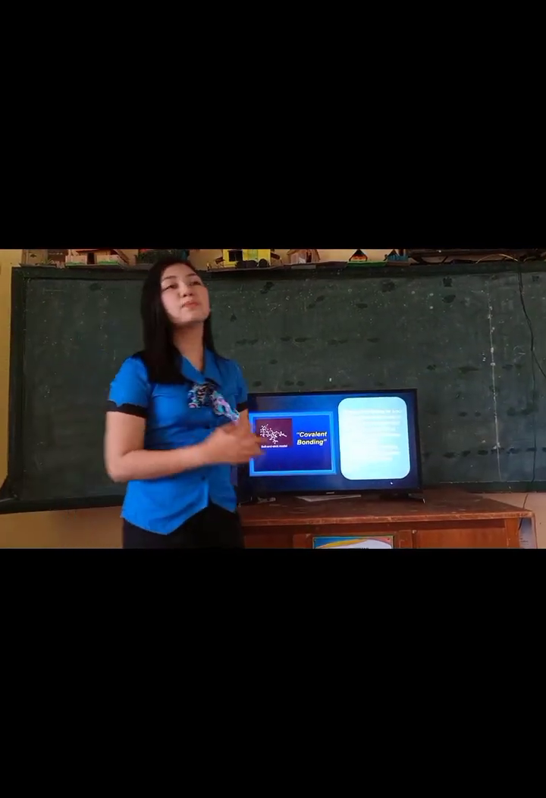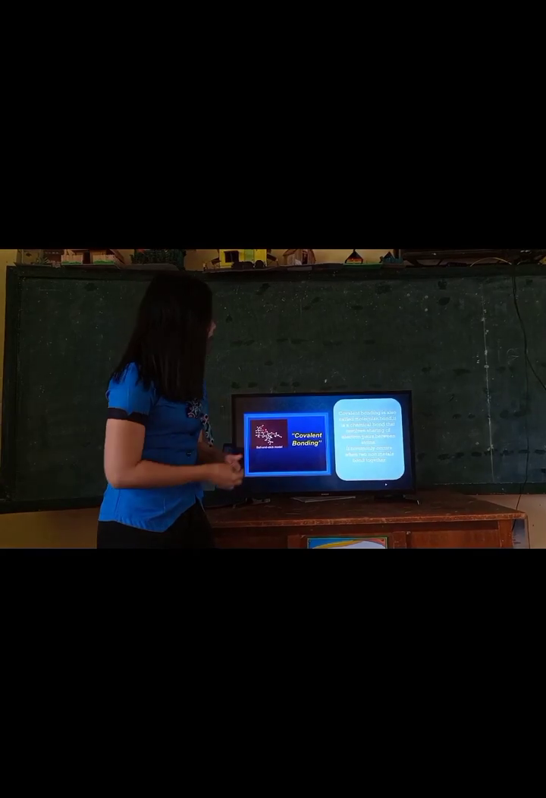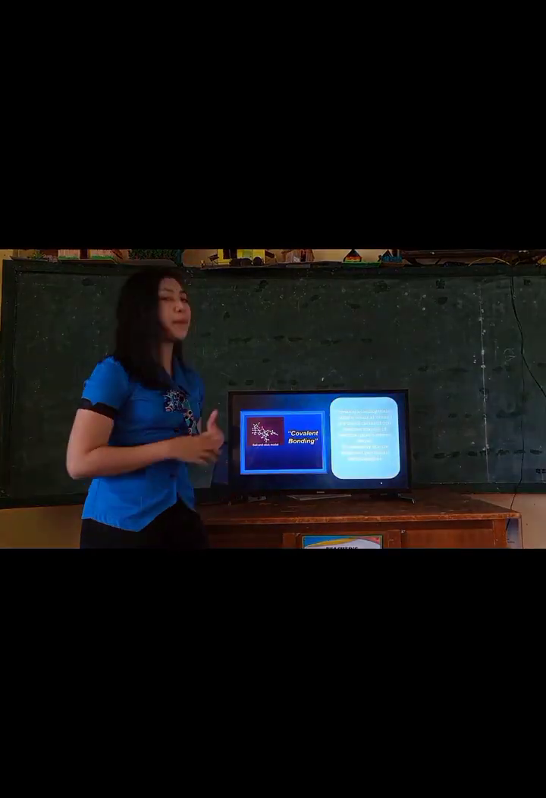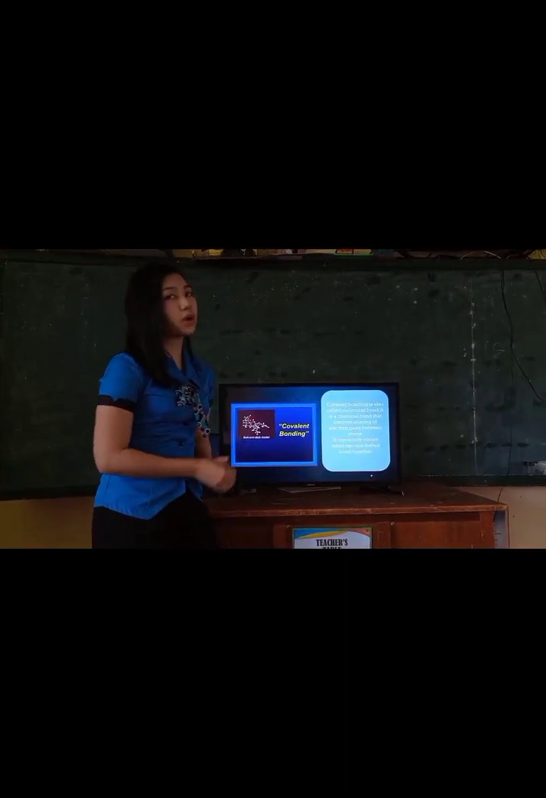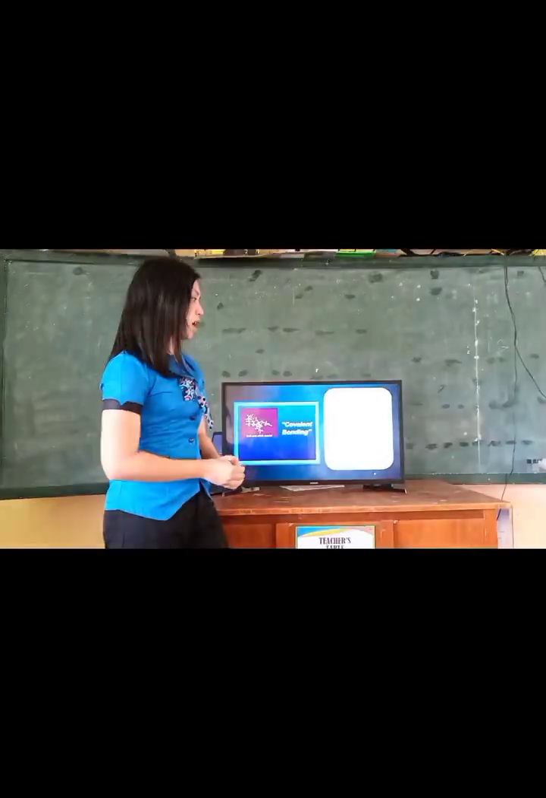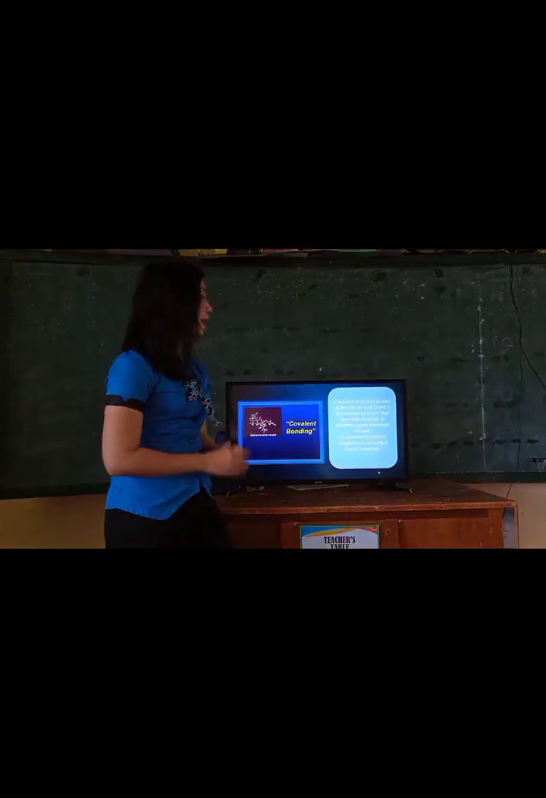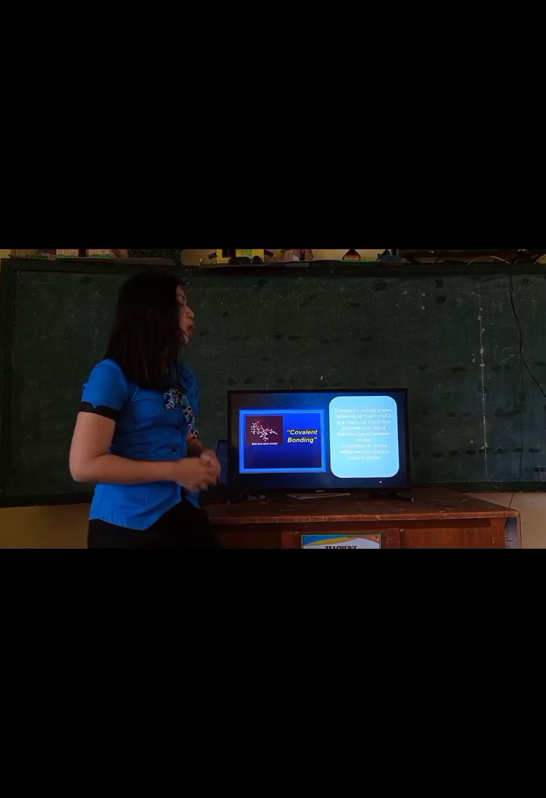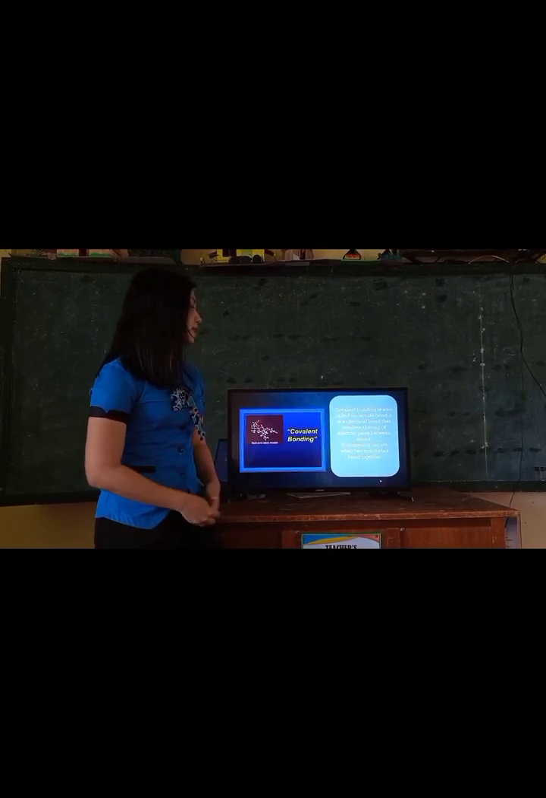So now, let us move on to the second type of chemical bonding, which is covalent bonding. Covalent bonding is also called a molecular bond. It is a chemical bond that involves sharing of electron pairs between atoms. It commonly occurs when two nonmetals bond together.